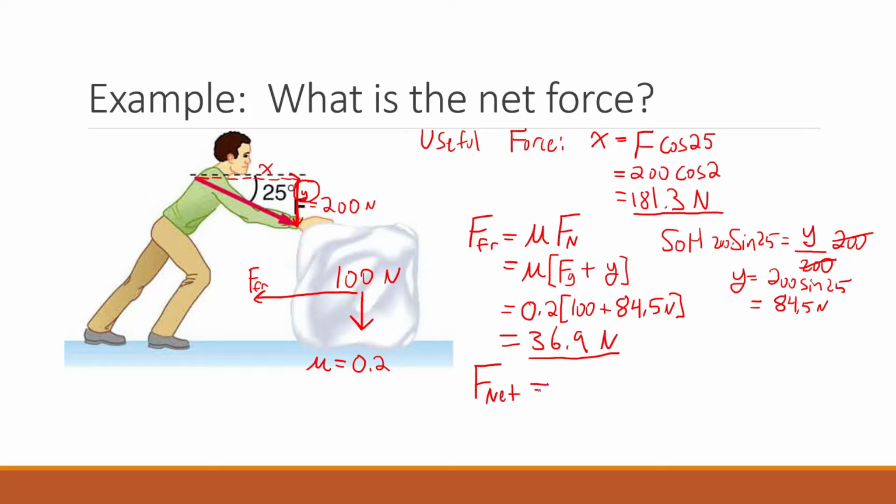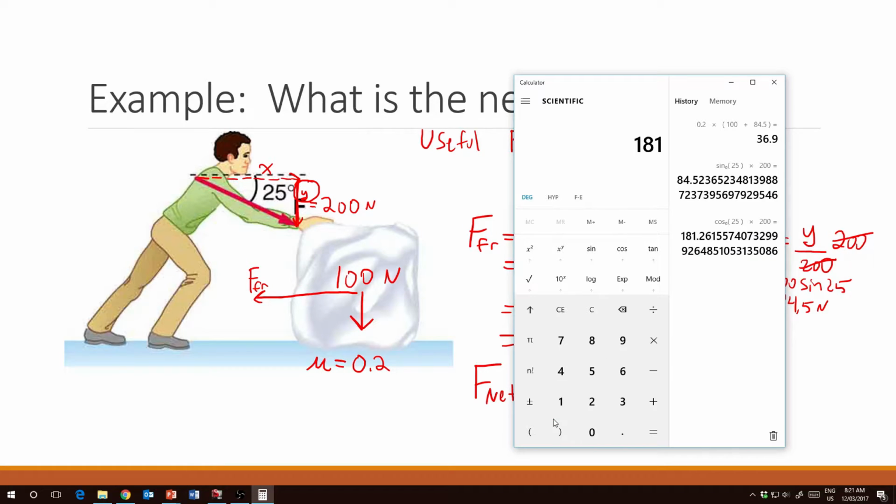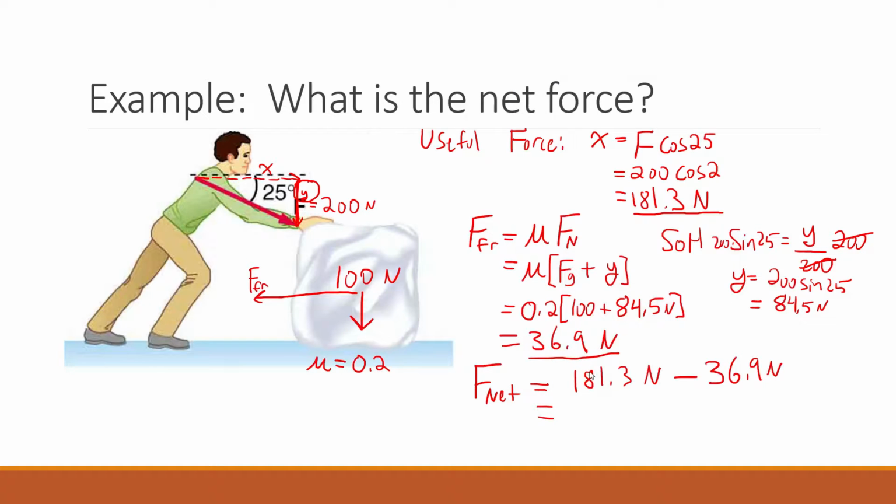The net force will just be the useful force that we're applying, 181.3 newtons, minus the force of friction, which is 36.9 newtons, and that gives us altogether 144.4 newtons. There. So by the act of pushing down on this block to move it, we actually generate slightly less force. Yeah. Assuming the surface has some friction.